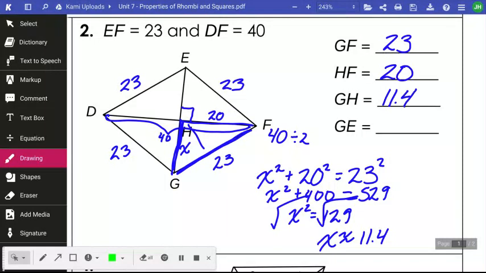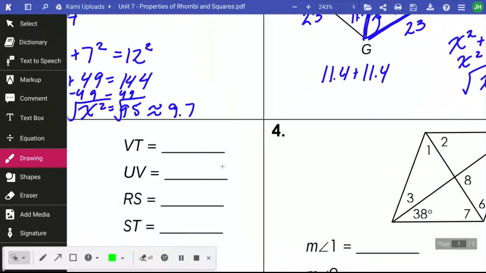Okay, GE is, so that was GH. So here is 11.4, meaning this is also 11.4. So if I'm looking now for GE, I'm going to add 11.4 plus 11.4, giving me 22.8. Moving on down to number 3.